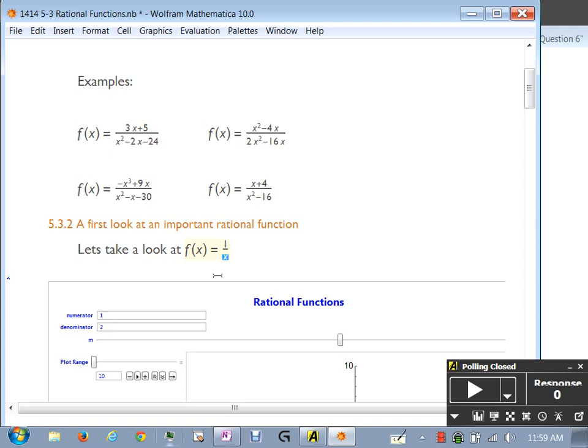-1. What's 1 over -2? -1/2, right? What's 1 over -3? -1/3. So what happens if you plug in -100? That's pretty far out the left side of the x-axis. You get 1 over -100, which is -1/100th, which is really small, but it's negative, isn't it?